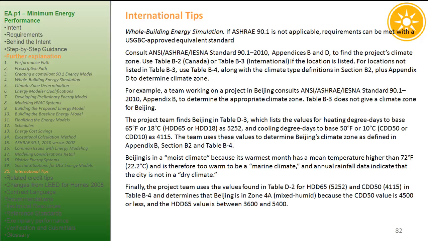Finally, the project team uses the values found in Table D2 for HDD 65, 5252, and CDD 50, 4115, in Table B4 and determines that Beijing is in Zone 4A, mixed humid, because the CDD 50 value is 4500 or less, and the HDD 65 value is between 3600 and 5400.